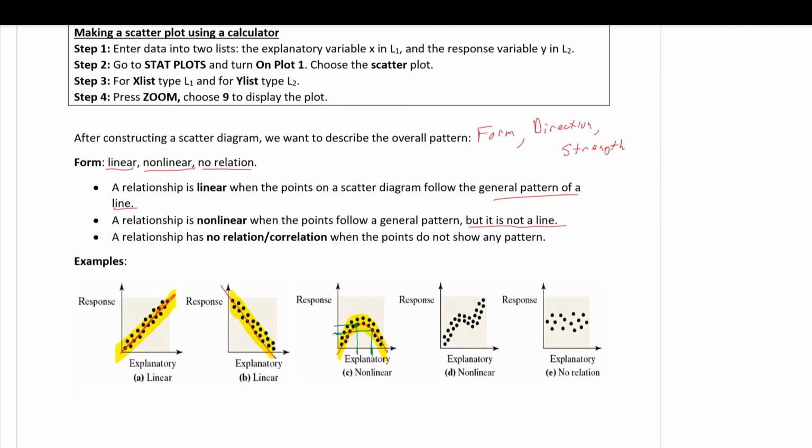Again, this is another pattern that we see, but not necessarily a straight line. So it's nonlinear. And then this next thing here, well, you might be able to say, I can fit a straight line right here, and that kind of seems like it fits.